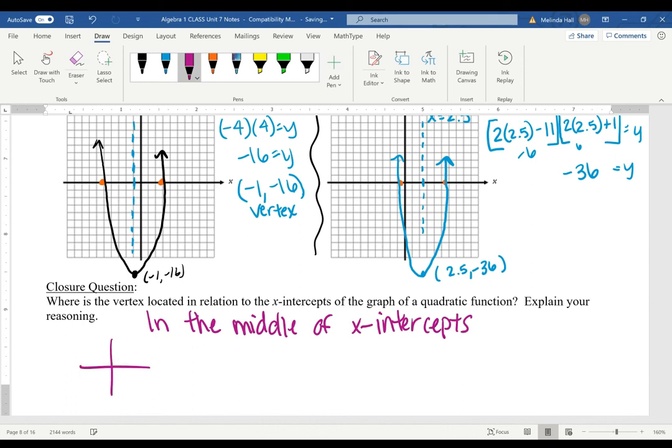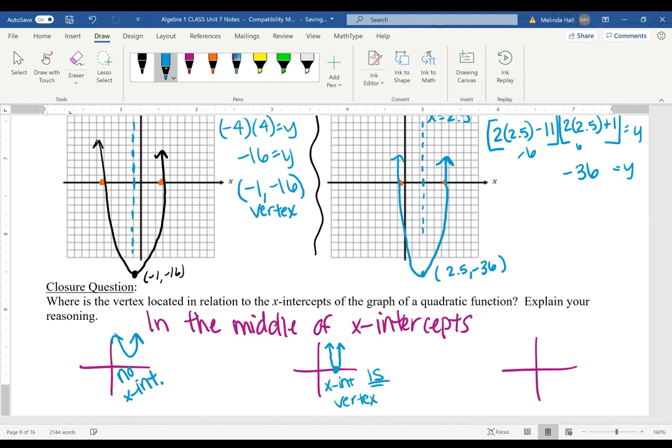So when you have, let me draw 3 graphs, because you will have obviously the case where you have no x-intercepts, so this doesn't apply to those. You have the case where you have 1 x-intercept, which x-intercept is the vertex. And then if it hits twice, like so, then it's in the middle.